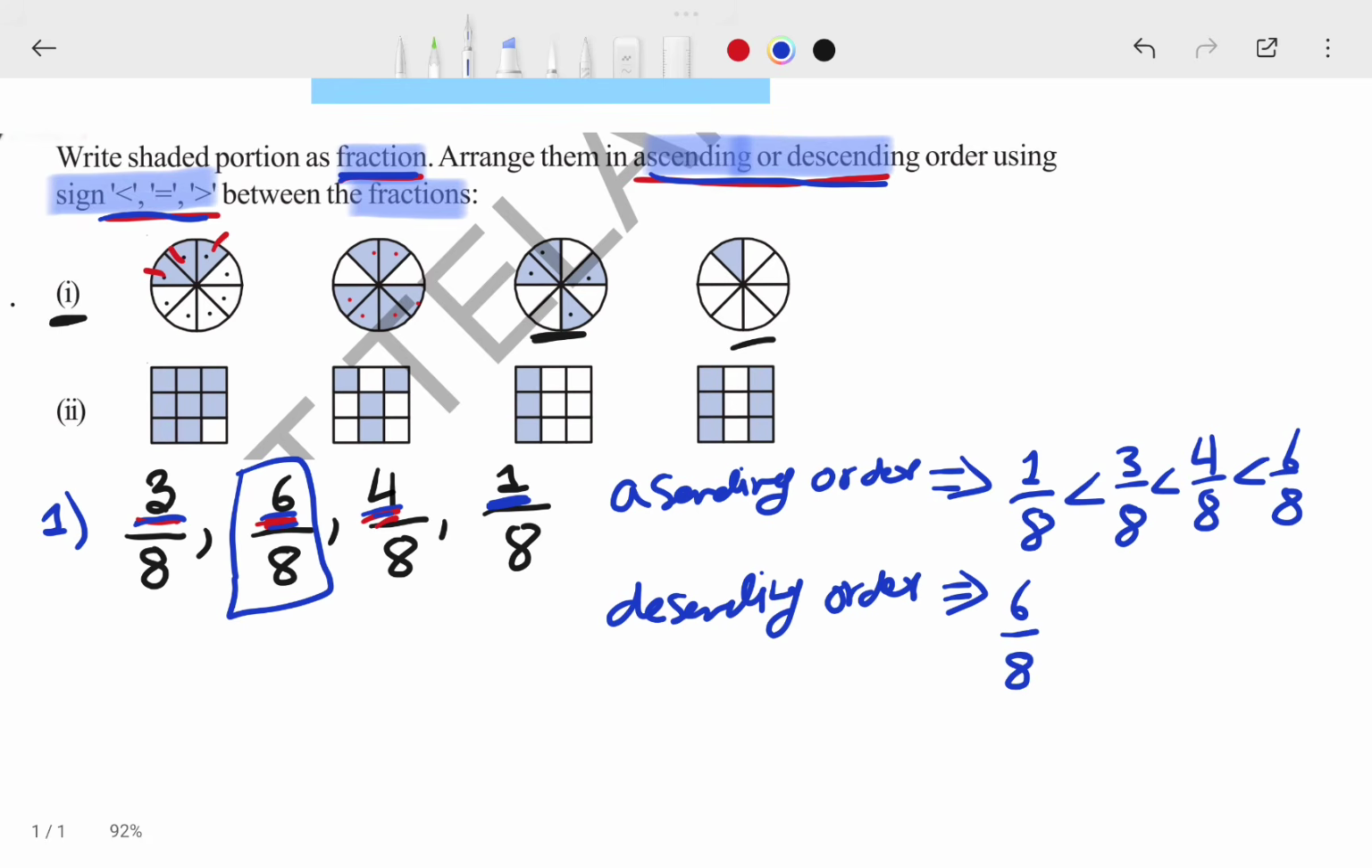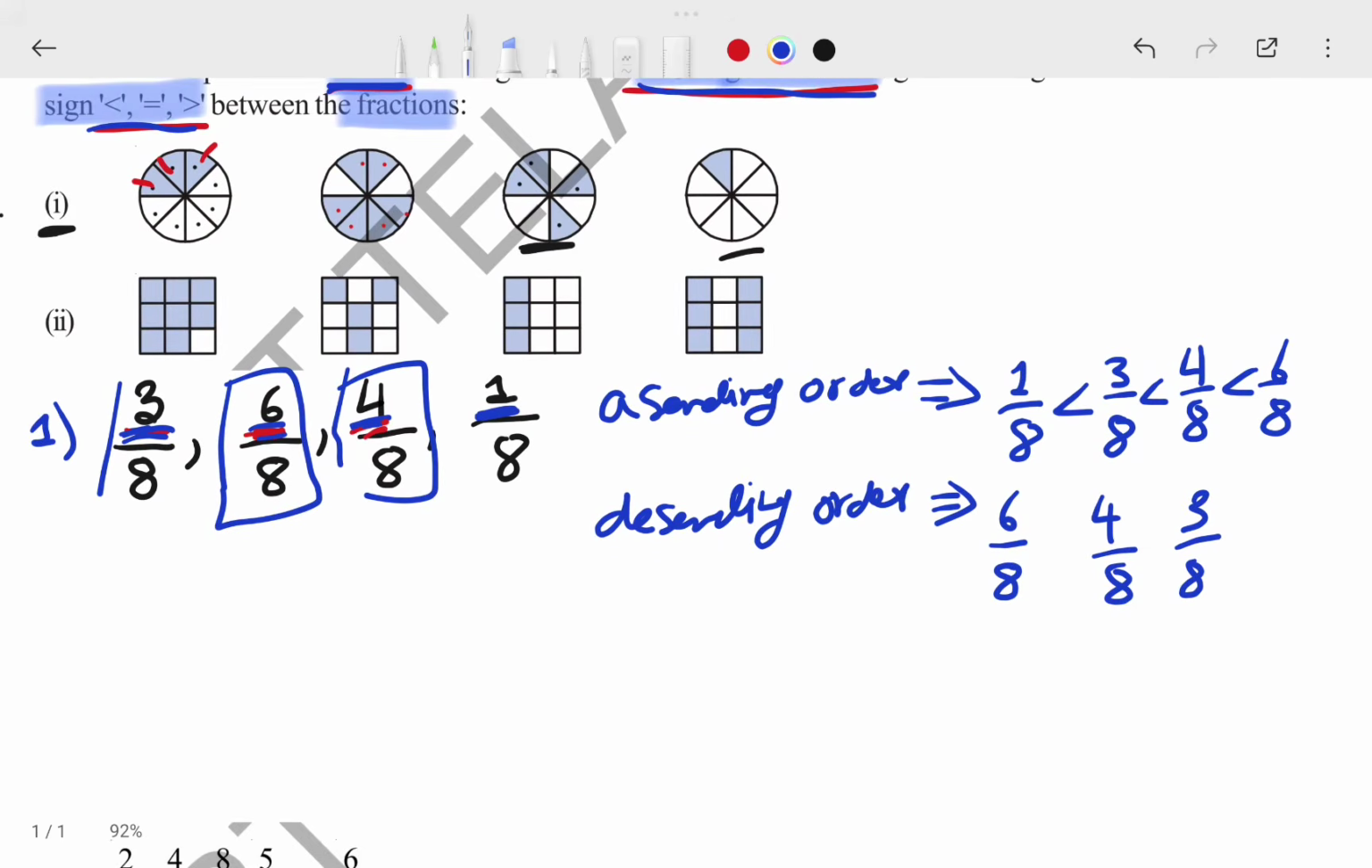After that, in this one, 3, 4 or 1, which is greater? 4 is greater. Write 4 by 8. After that 3 or 1, which is greater? 3 is greater. So write 3 by 8. After that 1 by 8 is left. So this is descending. Descending means big number to small number.